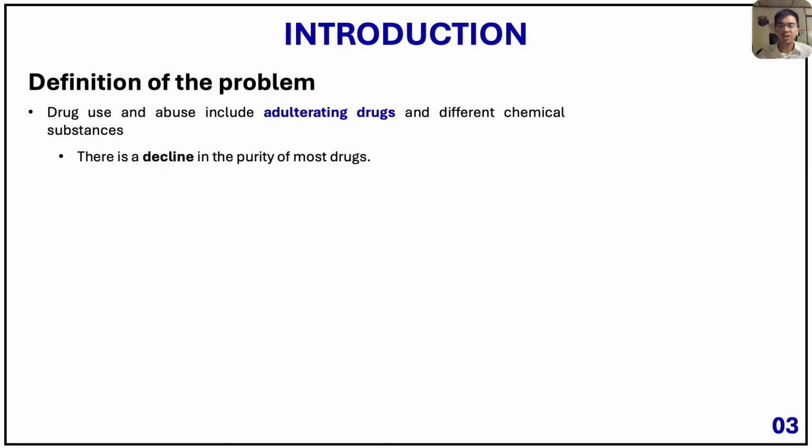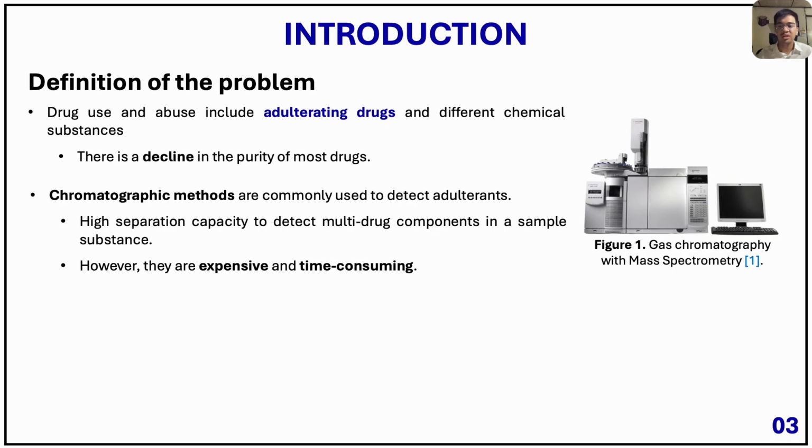Emerging problems associated with drug use and abuse include adulterating drugs and different chemical substances. Drug adulteration is constantly and commonly seen where there is a decline in the purity of most drugs. To detect these adulterants, chromatographic methods are commonly used as they have a high separation capacity to detect multi-drug components in a sampled substance. However, chromatographic methods require special equipment which can be costly to acquire and maintain.